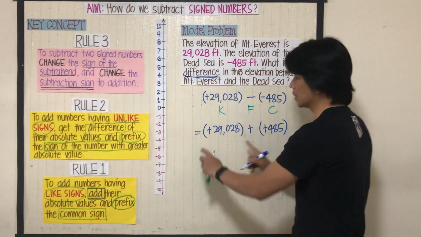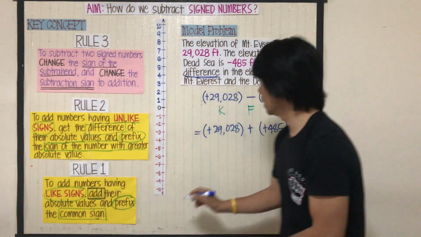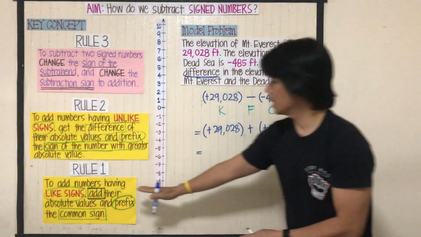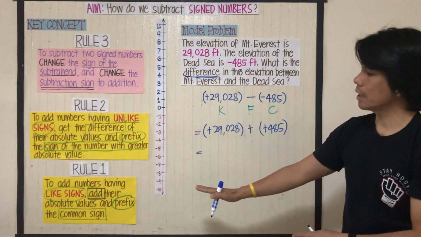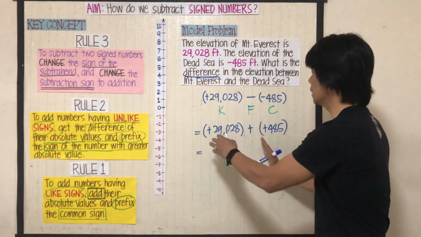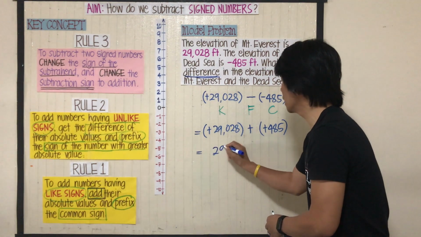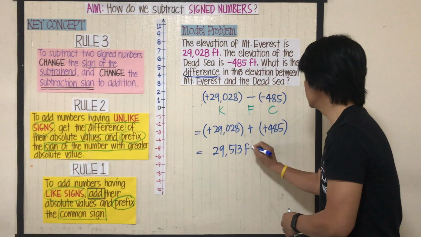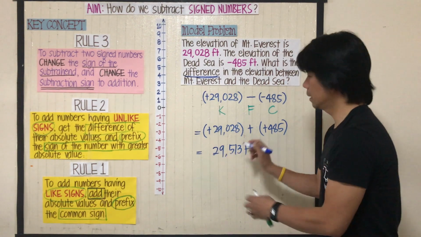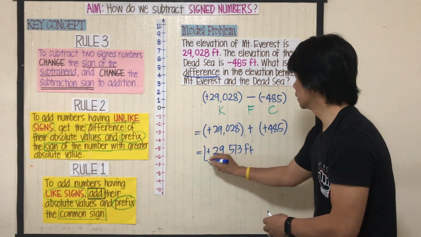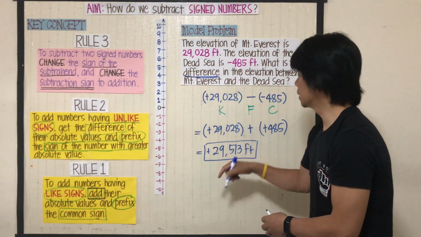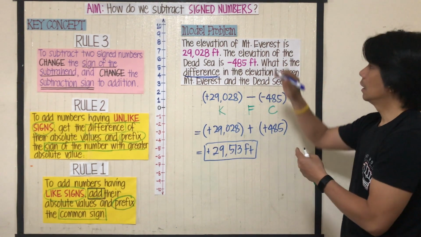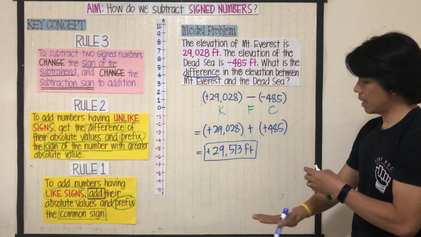Now since we're adding two numbers with what? With like signs, we are applying rule number 1 this time. So it says add their absolute values and prefix the common sign. Add these two numbers, that's 29,513 feet and positive. Of course, it's the distance from the top of the mountain and the bottom of the sea.